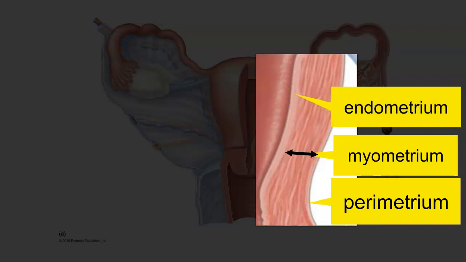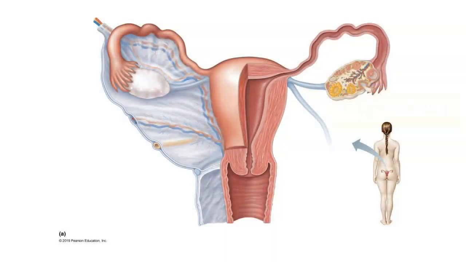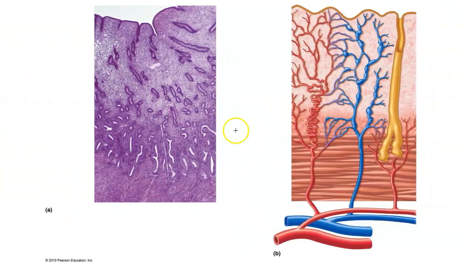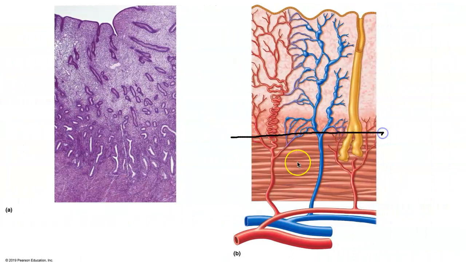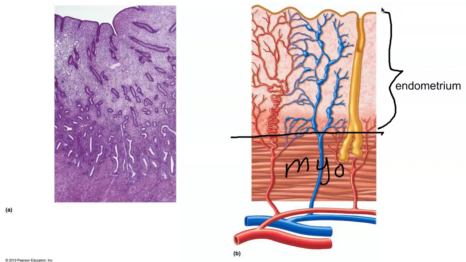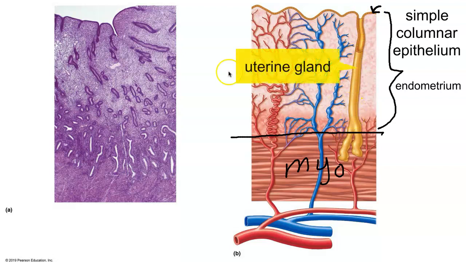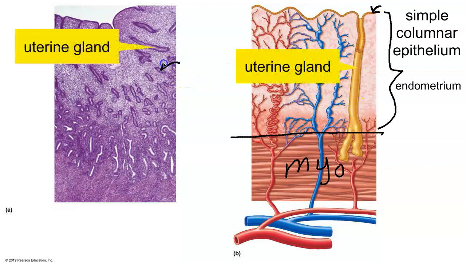Let's take a closer look at the endometrium. Okay, using this diagram, we can clearly see the difference between the muscular myometrium below my line. The endometrium is above the black line. The epithelial tissue is simple columnar epithelial tissue. It's being depicted yellow here. You can see it burrowing from the surface and forming a uterine gland. We can also see what uterine glands look like on the micrograph.